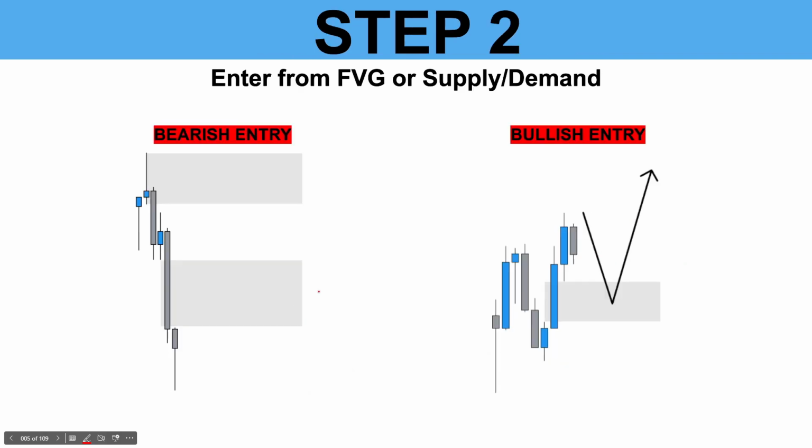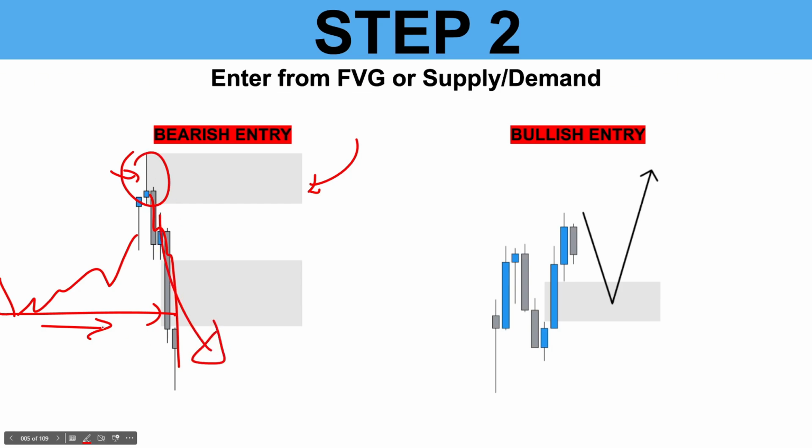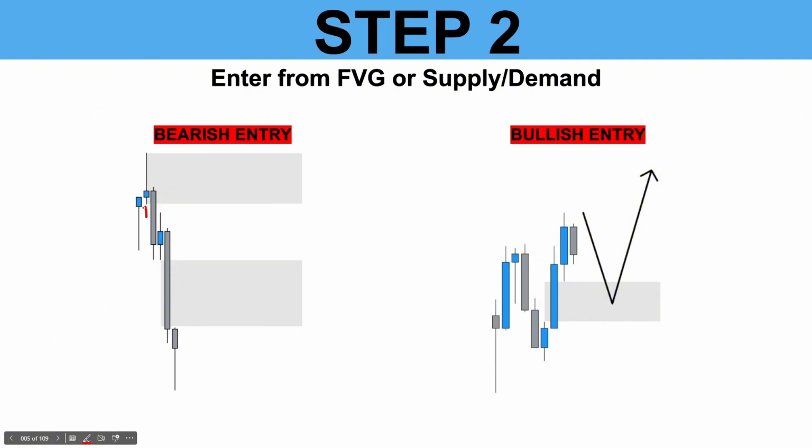Move on to step 2 now. We will be entering from a fair value gap or a supply and demand zone. Very, very standard here to be entering from these things. So in this example, for a bearish entry, a supply zone would look like this, which is the last up candle before the down move which caused a break of structure. Let's just say there was some previous structure here, and we had a BOS here. The last up move before the down move which caused the BOS, that would be this supply zone. Let me just clear everything up. So again, bullish candle followed by a bearish candle, that is our sell order block or our supply zone.